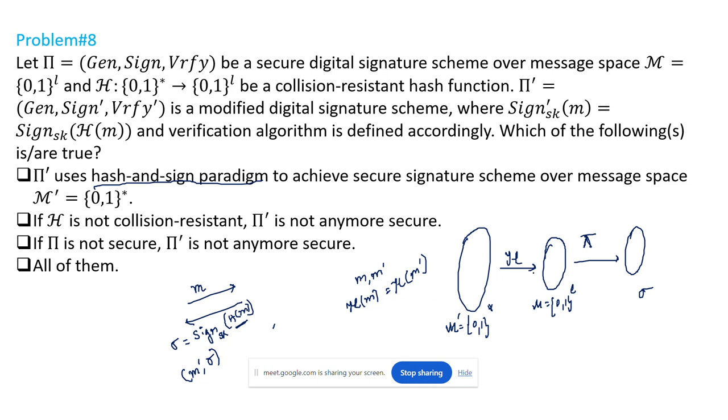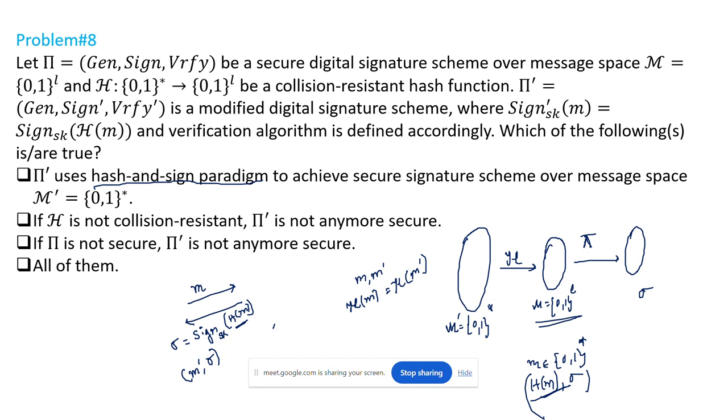Why? Let's say h is collision resistant, that's okay. So you cannot easily come up with two such pair, that's okay. Now this is ensured, but in this part, if pi is not secure, then by accessing the signing oracle of the underlying scheme pi, you can generate valid message tag pair for this message, right? And what you do is that you take any message from 0,1 star. You apply hash function to generate h of m, and then because pi is not secure, you can come up with a valid signature for h of m from the insecurity of this original scheme pi.